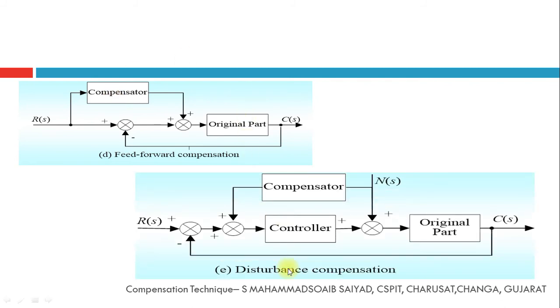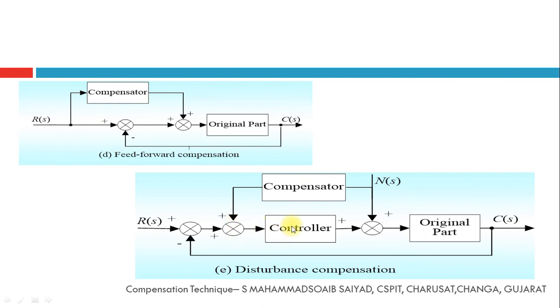Another one is disturbance compensation. Suppose a disturbance comes at a particular summing point, that is N(s). We add the compensator in the path of the disturbance, before the controller. So instead of putting the controller here, we use the compensator, which will nullify the effect of this disturbance, and its output is given to your controller.